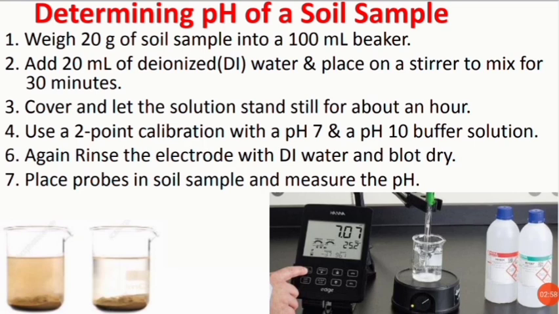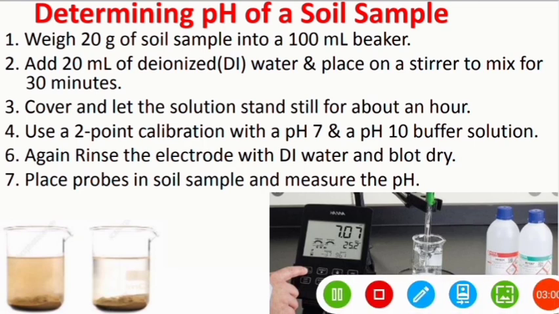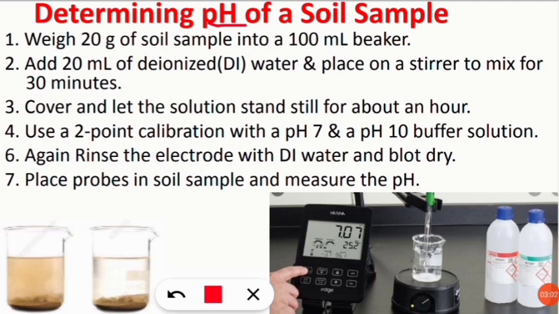The first analysis we are going to do today for the soil is the determination of pH value. pH is the negative logarithm of H plus ion concentration. We do this to know whether the soil is acidic or alkaline, because it is very important for agriculture. So we need 20 gram of the soil, this is the standard procedure, in a 100 ml beaker.